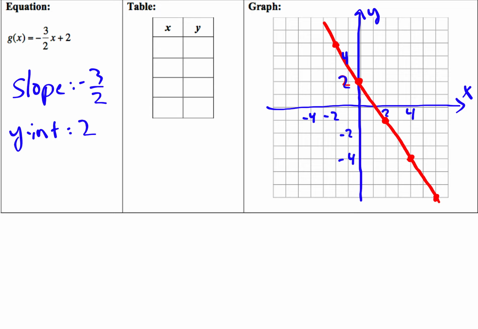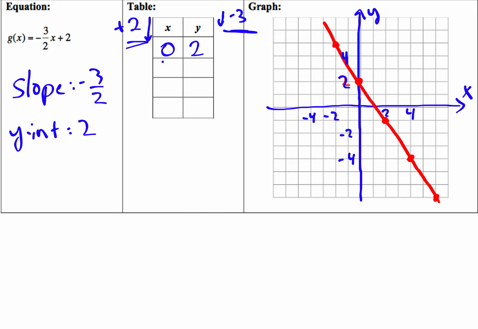Okay. Now the table can be done just by picking points off of the graph and putting them into the table. It could be done another way as well. For example, we know the y-intercept is 2, so we could put in 0, 2. The slope being negative 3 halves means that the y is going to decrease by 3 while the x goes up by 2. That'll give us a slope of negative 3 halves, which is exactly what happens here anyway.